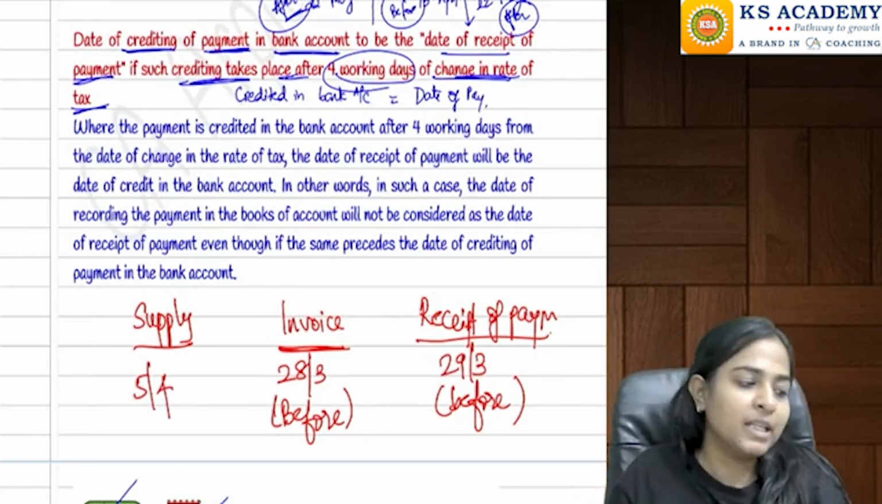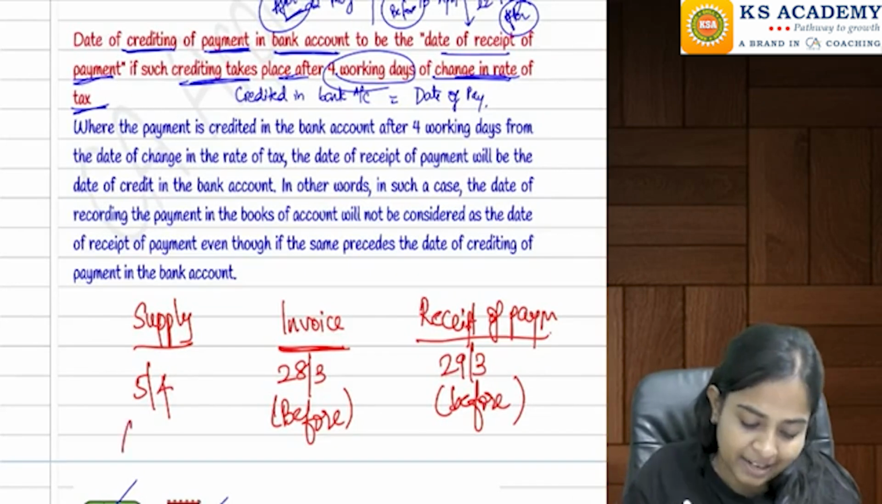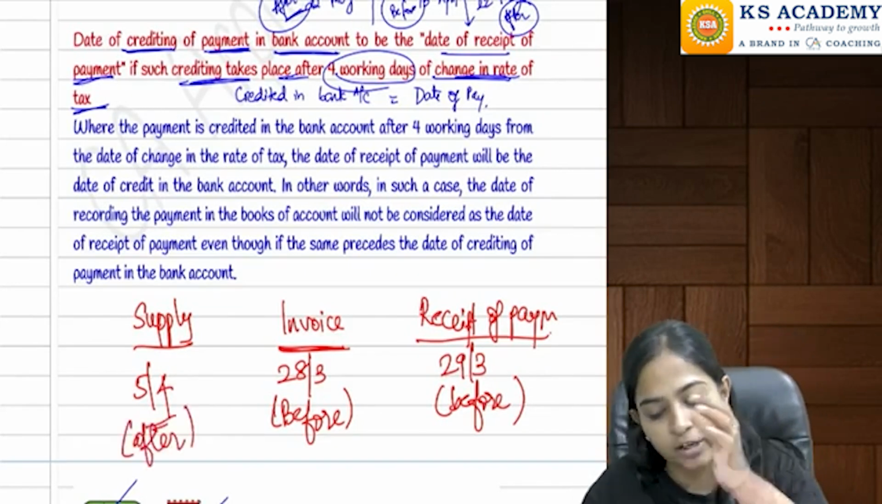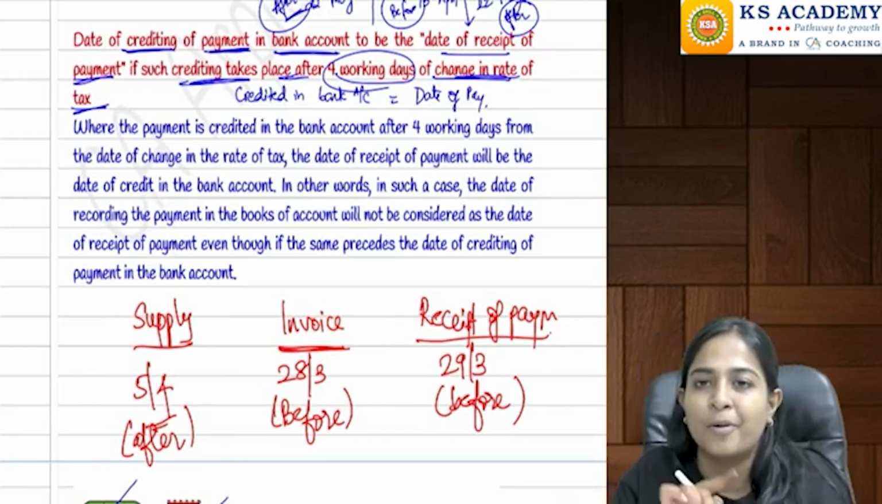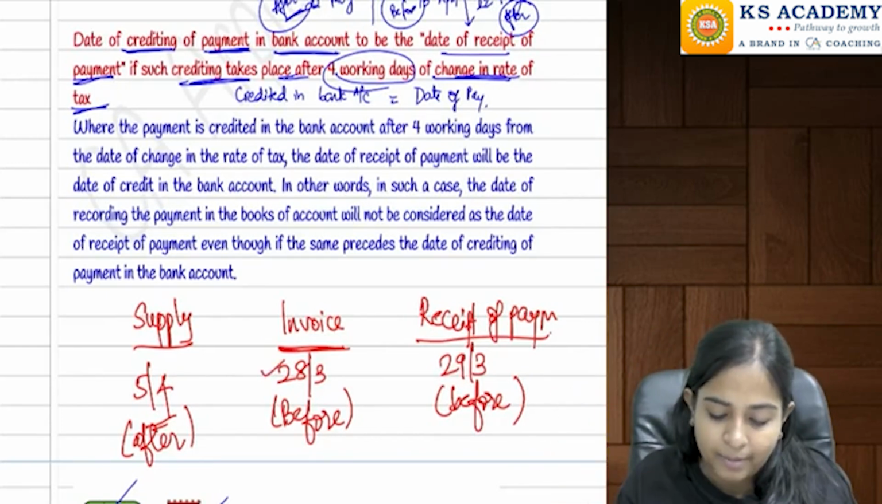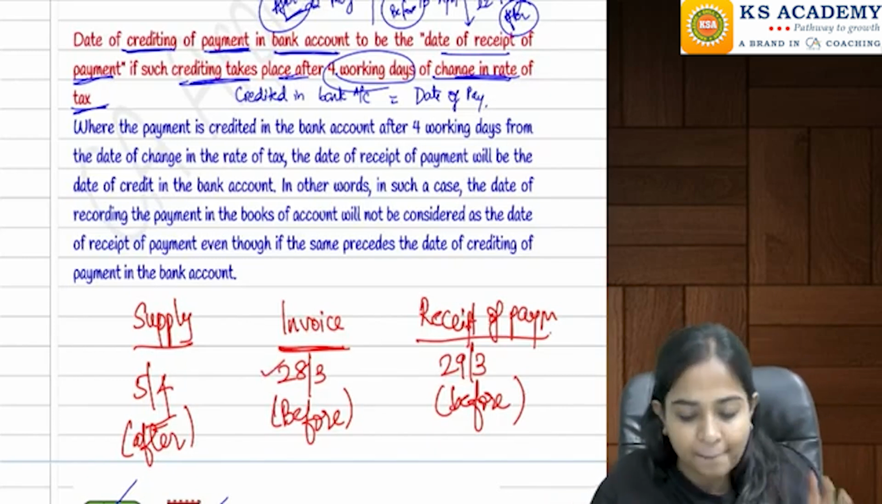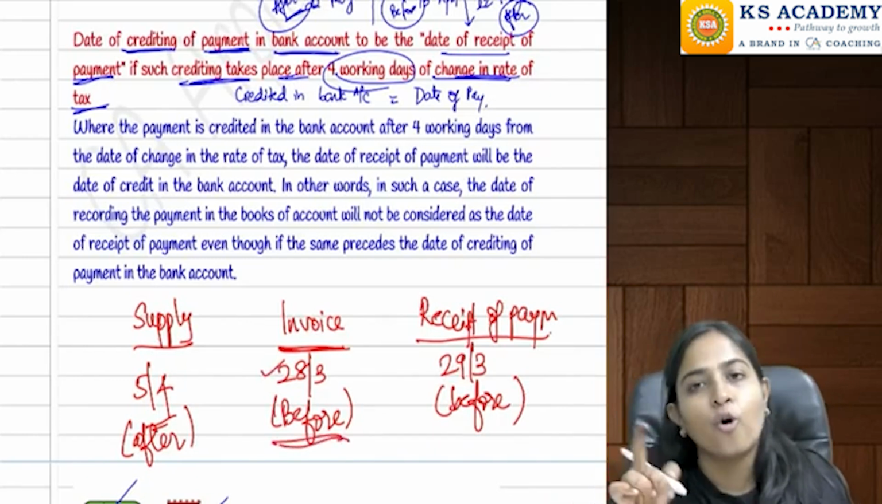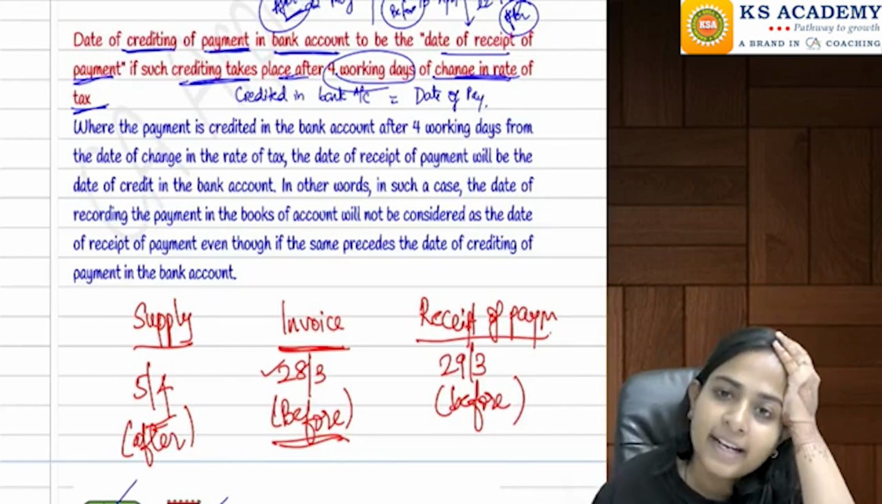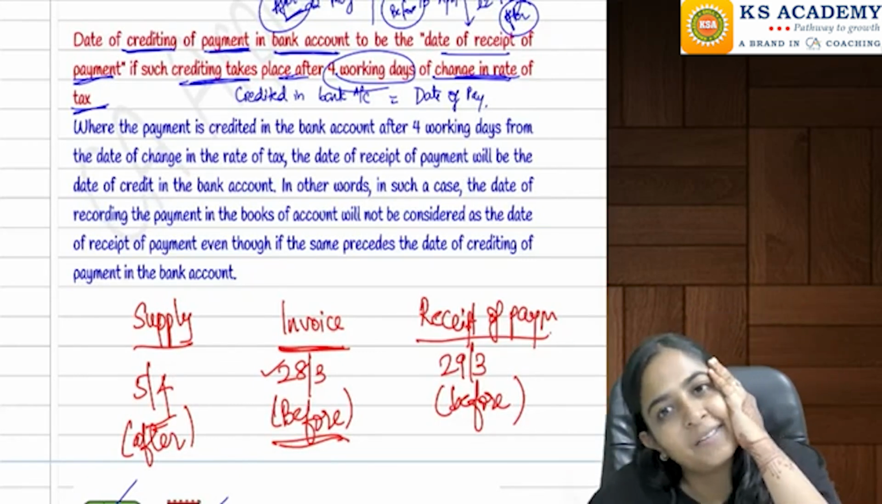Now, can you apply the provisions and give me the answer? Can we say this is after? Yes, this is after. Invoice is before, receipt of payment is before. Can we say supply is not matching with anyone? So out of those two, whichever is earlier will be 28th of March, that will become your time of supply. And can we say since it is before, old rate will be applicable? Now, but supply is not at all done and we are taking the benefit of the old rate.